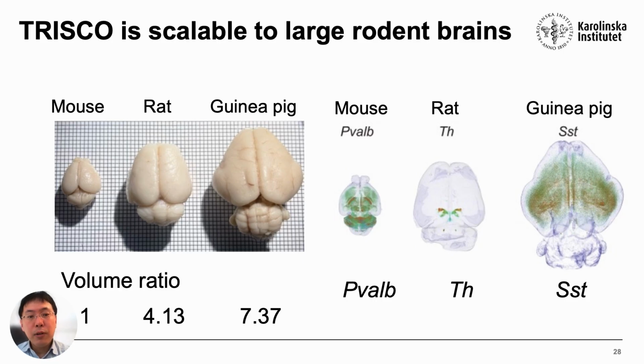This final application example demonstrates that TRISCO can be applied to tissue even larger than the mouse brain. Here, we applied TRISCO to the rat brain and guinea pig brain, which are approximately 4 times and 7 times larger than the mouse brain, respectively, in volume. As you can see here, we successfully stained TH in rat and SST in guinea pig. This example highlights the robustness of the TRISCO method in handling large tissue volume.